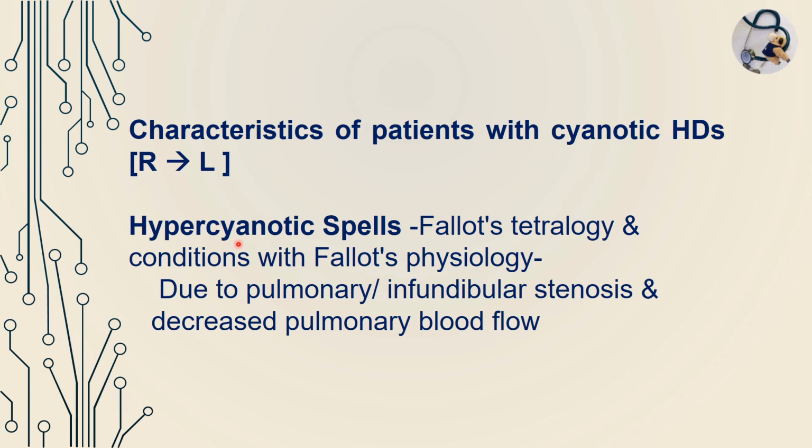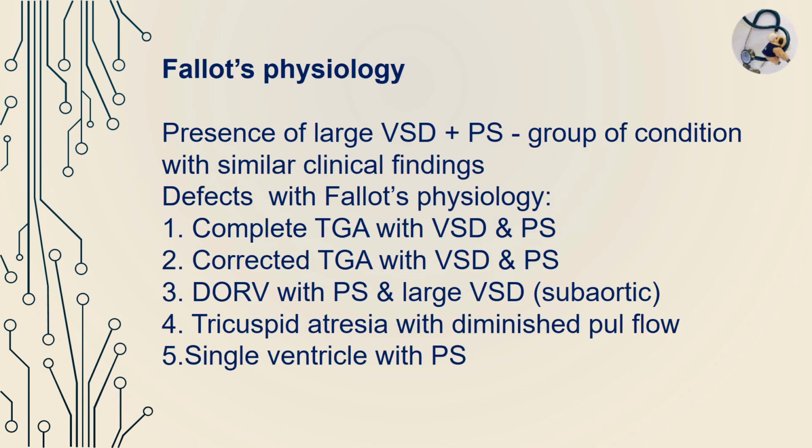Another typical finding is hypercyanotic spell, also known as TET spell. You get this specifically in Fallot's tetralogy and also in all the other cyanotic heart diseases which follow Fallot's physiology. Fallot's physiology is followed in conditions where there is pulmonary or infundibular stenosis. Because of the decreased pulmonary blood flow, they follow the same physiology. The diseases coming under Fallot's physiology will be all these 5 diseases, because there is a presence of large VSD with pulmonary stenosis.